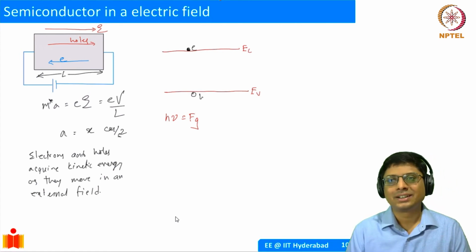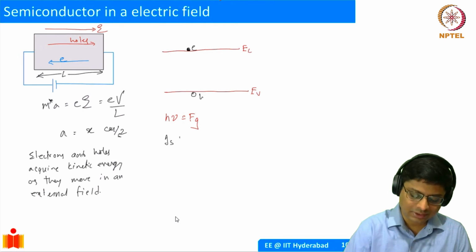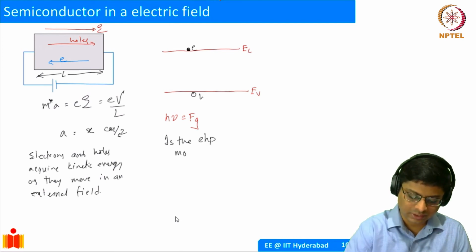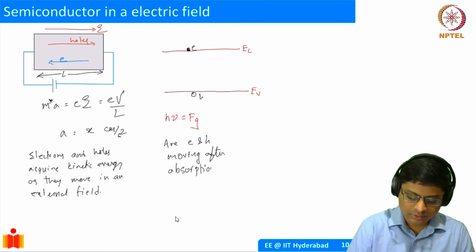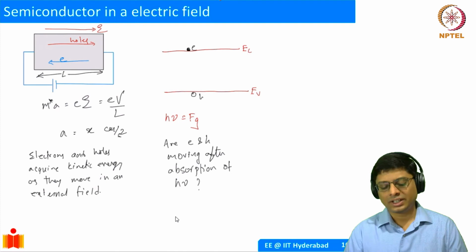Now, is the electron in the conduction band moving just after the photon is absorbed? Let's say, are E and H moving after absorption of h nu? This is a question. Well, it turns out that they cannot move.